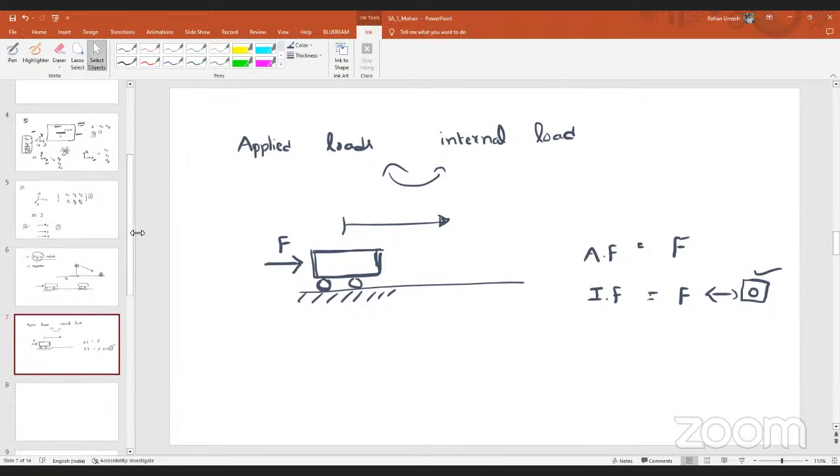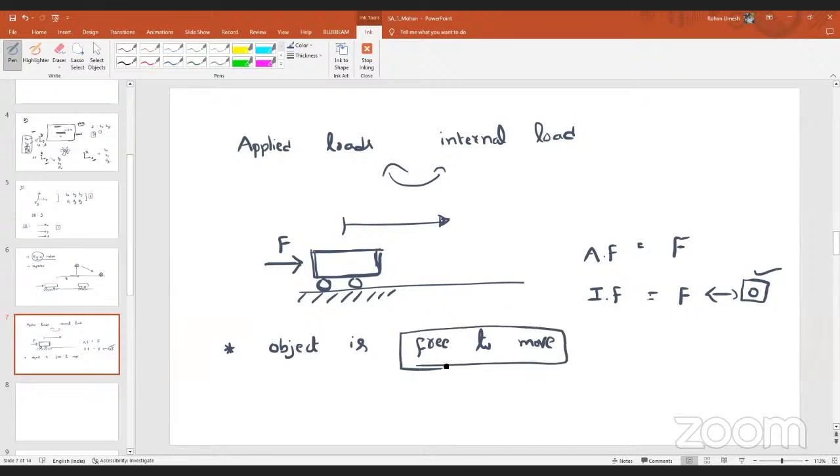So always remember, if the object is free to move away, no internal forces or resisting forces will be developed. The main important point you have to see is whether the object is free to move. This is a very, very important thing, not only here, even in further problems. If the object is free to move away along the direction of the force, then no internal forces will develop.